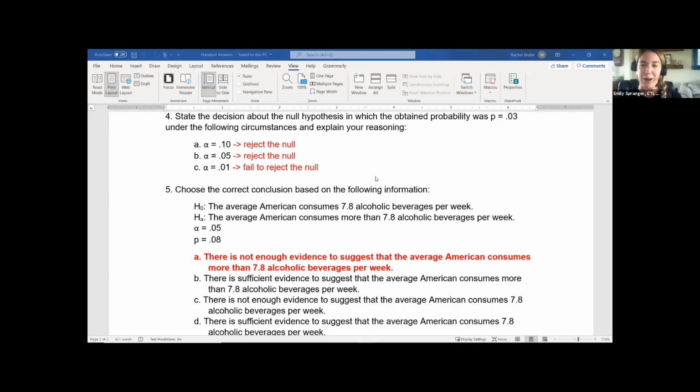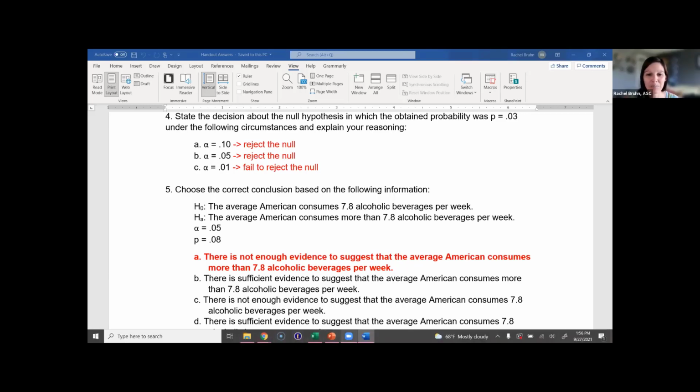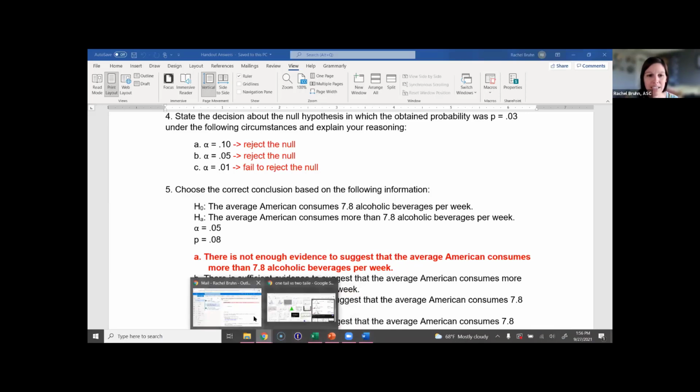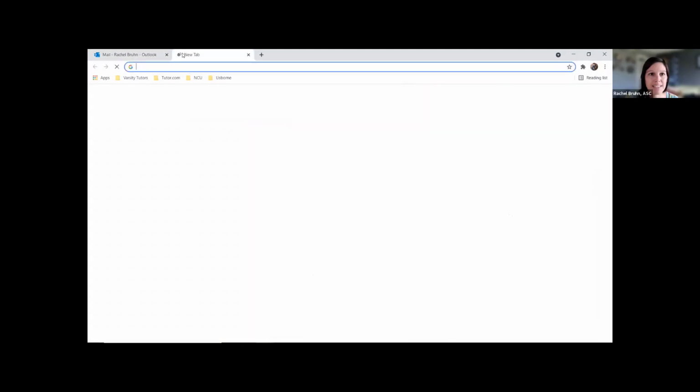Where do you find the G-Power tool? So you can find it on the Academic Success Center website. We have a link to it. There's some college over in Germany that has this available.